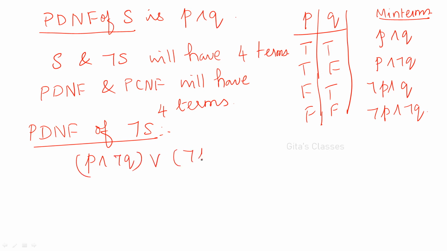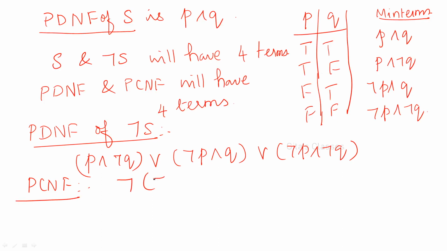Or not P and Q, or not P and not Q. So this is our PDNF of negation of S. I told you, PDNF of S and PDNF of the remaining terms will be PDNF of negation of S. Now if you want to find out PCNF, you have to take the negation of the PDNF of negation of S.